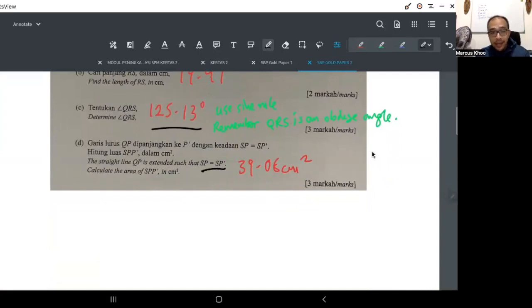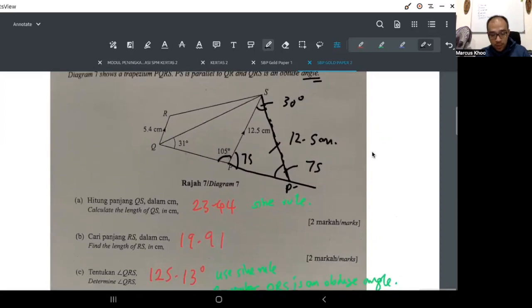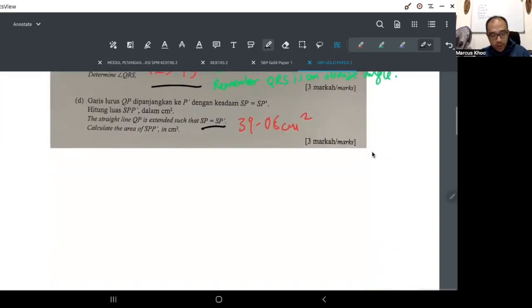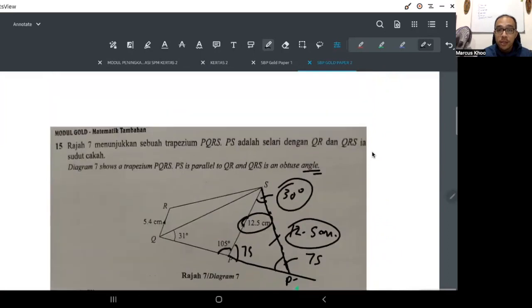Now calculate the area of SPP, which is this triangle. Okay, boleh sudah itu. Because you have 12.5, you have 12.5, and you have the 30 degrees, so the area will be 1 over 2 AB sine C.